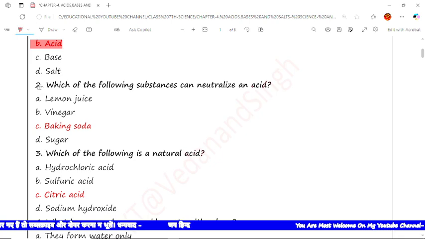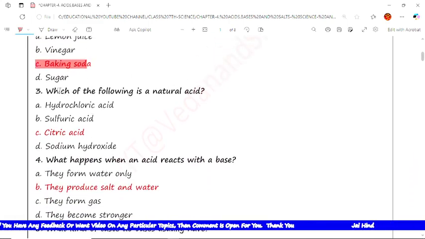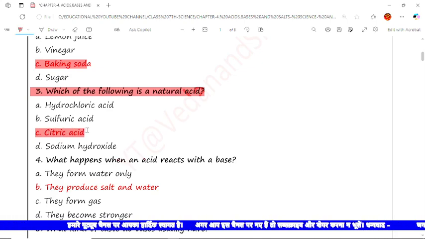Now the next question, question number 2: which of the following substances can neutralize an acid? The options given here are lemon juice, vinegar, baking soda and sugar, but C is the correct option for the question. The next question is: which of the following is a natural acid? Among these four options, C is the correct option, that is citric acid.